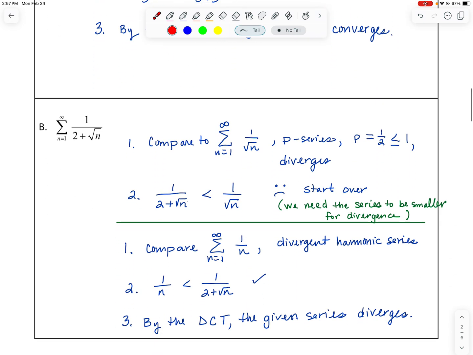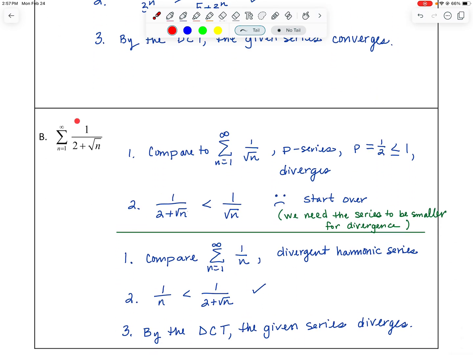The next example, let's compare it to 1 over square root of n. So we're just ignoring the 2. That's a p series where p is 1/2, which is less than or equal to 1. And when that is the case, the series diverges. So if this series diverges, we want this one to be the smaller series. So we're going to plug a number in for n and see which denominator is bigger, which makes the overall fraction smaller. And it turns out that 1 over the square root of n is actually going to be a bigger term than 1 over 2 plus square root of n.